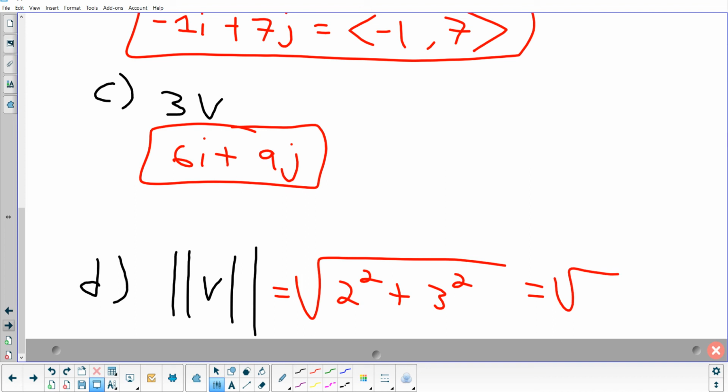Now, the same rules apply to square roots. If you end up with like square root of 20, you need to reduce it to like 2 square roots of 5. Any question on that kind of thing? All right.